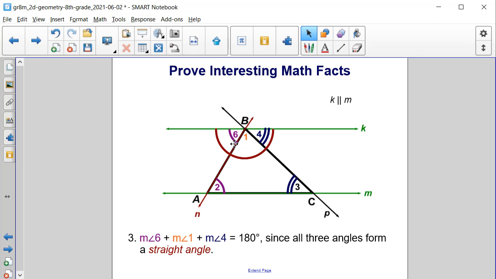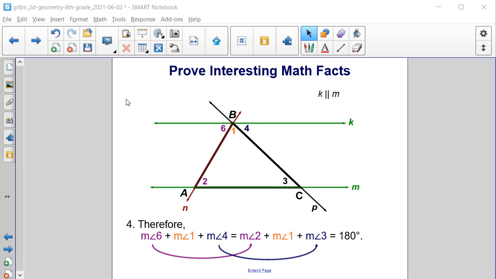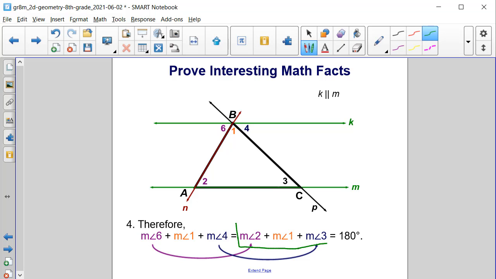And then we know that the measure of angle 6 plus the measure of angle 1 plus the measure of angle 4 will add up to equal 180 degrees, since all three of these angles form a straight angle when put together. And then if we replace the measure of angle 6 in our equation with the measure of angle 2, since they are alternate interior angles, and replace the measure of angle 4 with the measure of angle 3, again because they're alternate interior angles, we get that the measure of angle 2 plus the measure of angle 1 plus the measure of angle 3 is equal to 180 degrees.